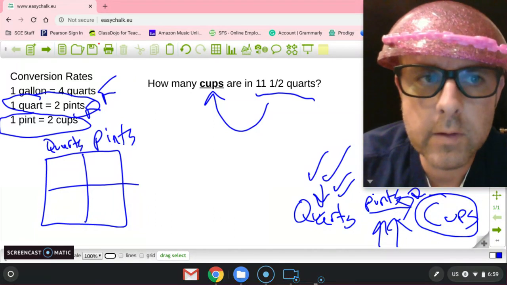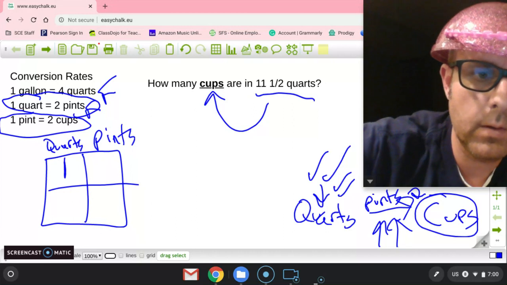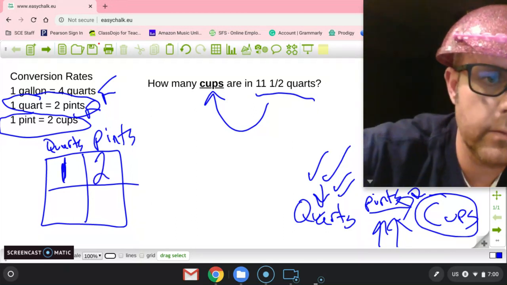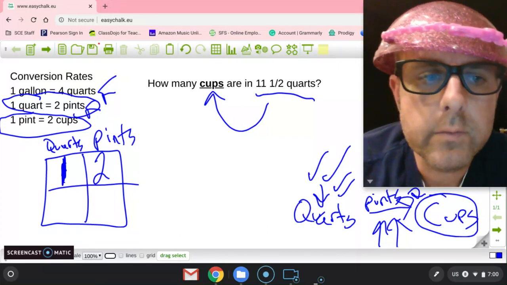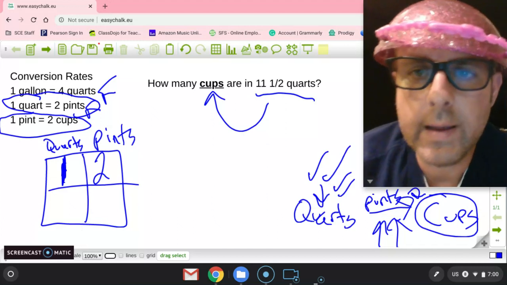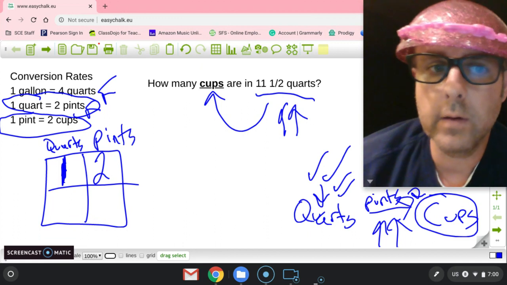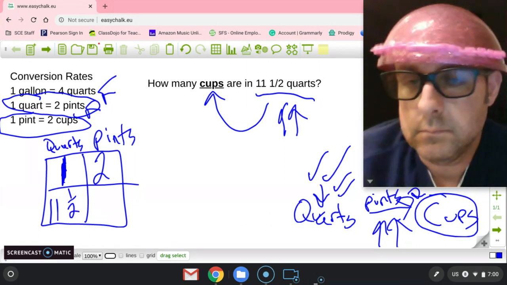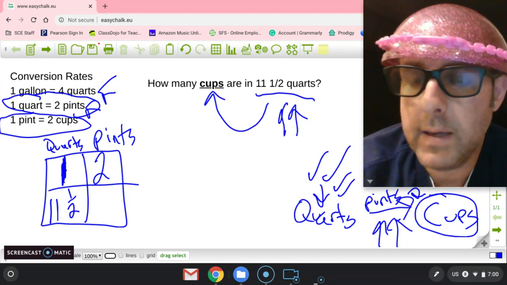Well, what does our conversion rate tell us? 1 quart equals 2 pints. So I'm going to put 1 quart, 2 pints. And I apologize, my ones have been horrible on this whiteboard. It's kind of hard for me to write it. All right, so 1 quart equals 2 pints. What else do I have? Well, in the problem, what else did they give us? 11.5 quarts. So right here, I'm going to write 11.5. That's it. So now I can solve my box. It will tell me how many pints there are.